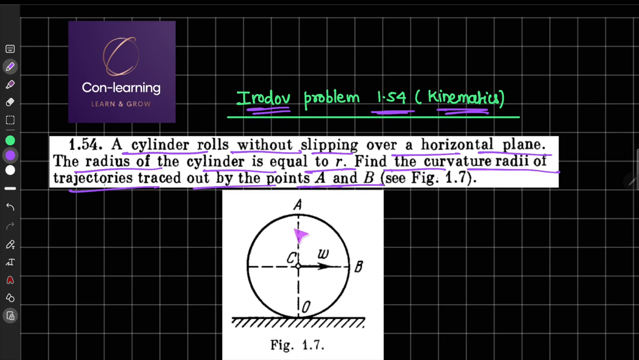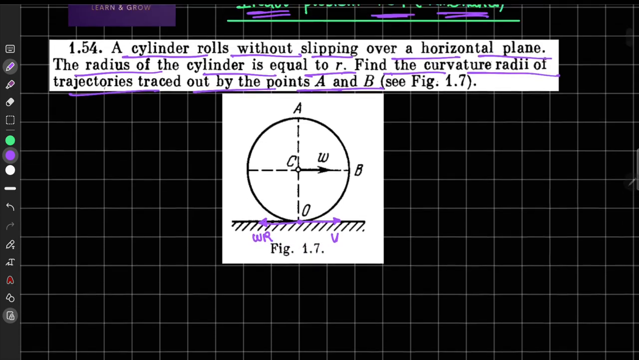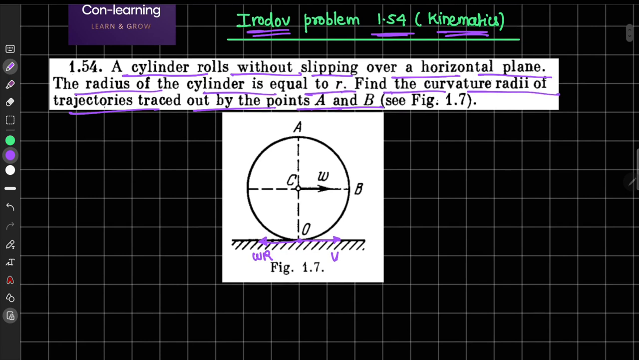So this is the cylinder which is rolling on the surface without slipping. At the bottommost point, it will have the velocity v in this direction and the velocity of omega r in this direction, and as it is rolling without slipping, we can write v is equal to omega r, because the net velocity at the bottommost point is 0.